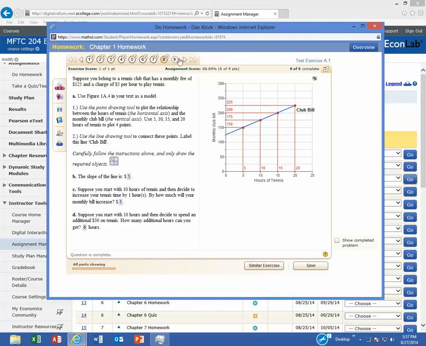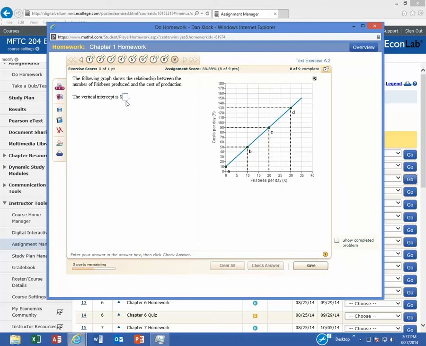Thank goodness I'm done. Number 9, the vertical intercept here is, again, where the line meets the y-axis. That would be your 10. All right? Fantastic. Got to be another question.